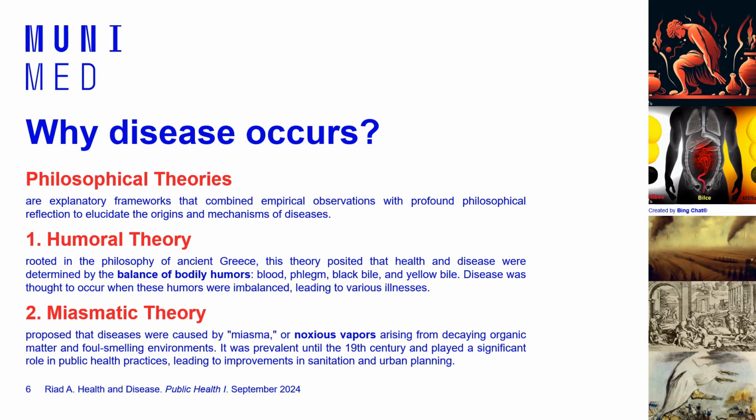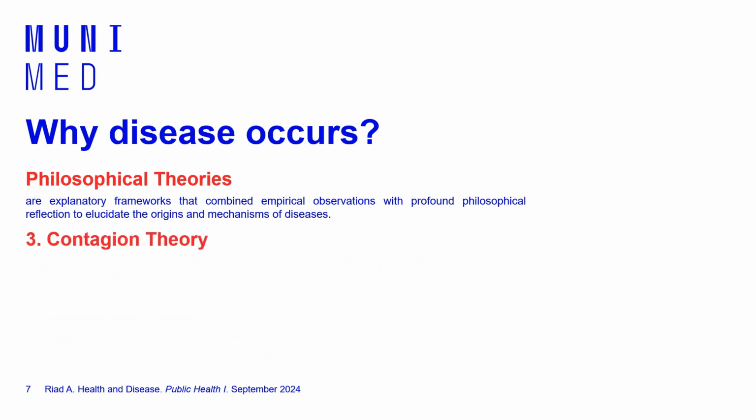And after the 19th century, it became less popular after the work of John Snow that we will learn about in the third seminar. But for today, you just need to remember the miasmatic theory was another example of philosophical theories. Then you have the contagion theory.